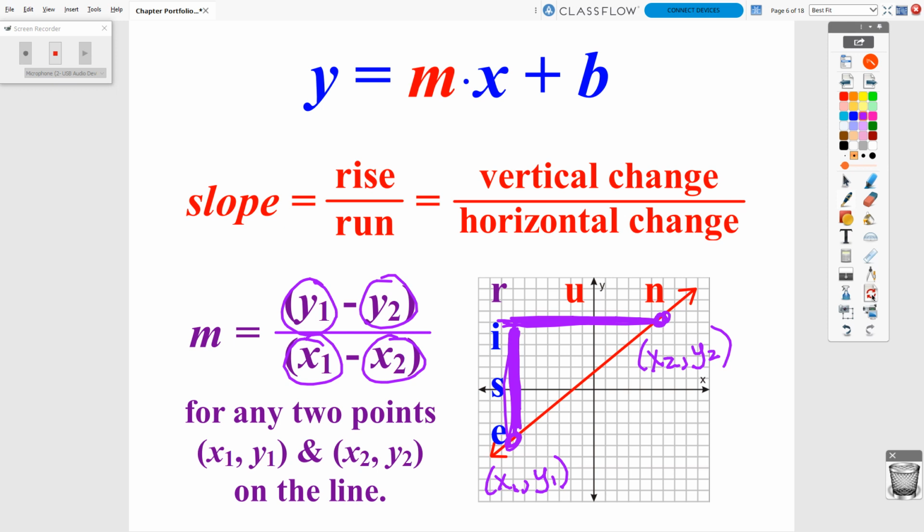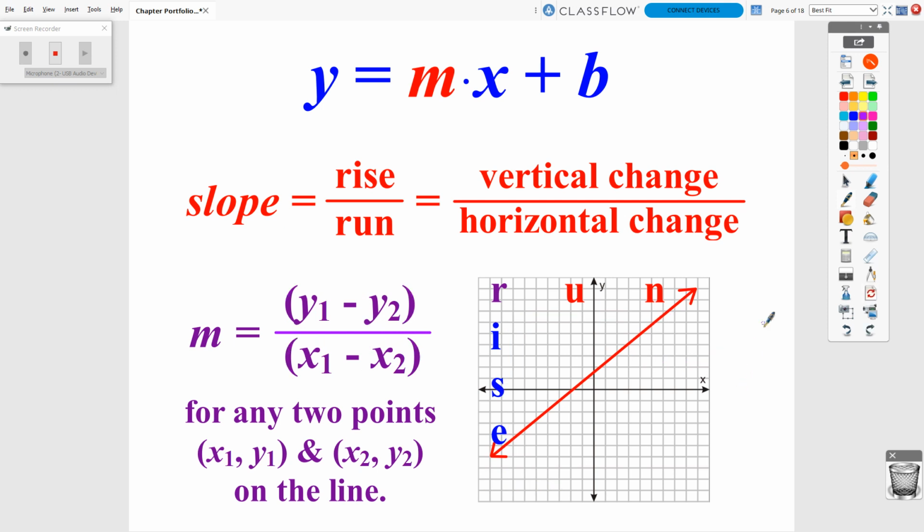And that would be my slope, right? And so that works for any 2 points that are on the line. So it doesn't have to be this point and this point. It could be this point and that point. That slope, this rise over run, is the same as this rise over run.